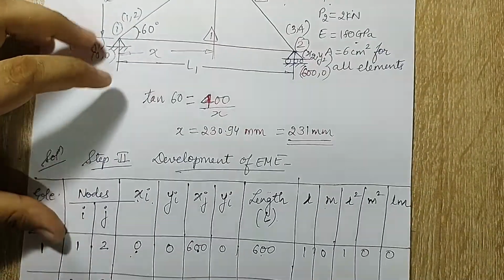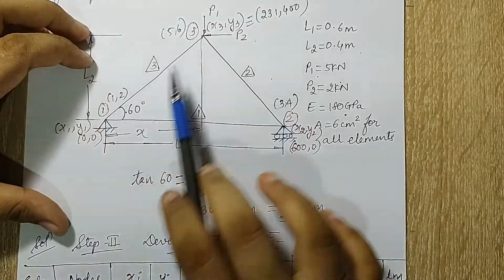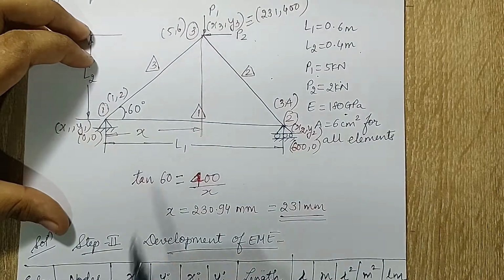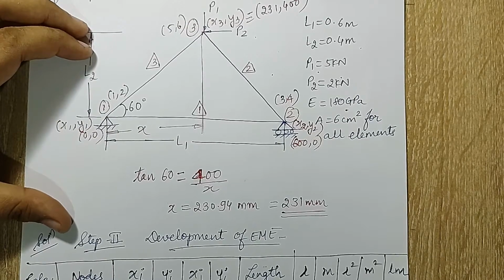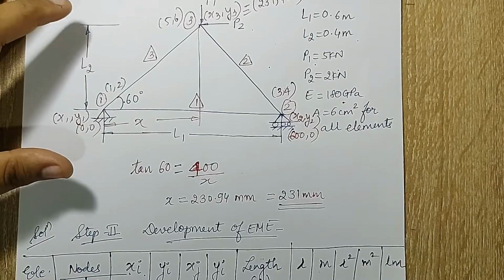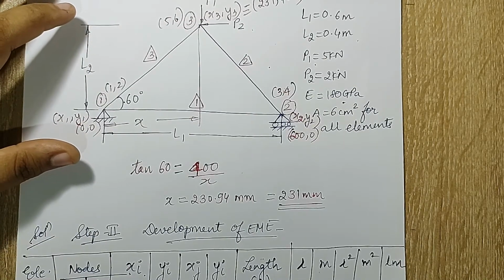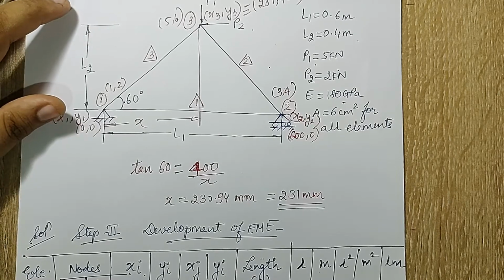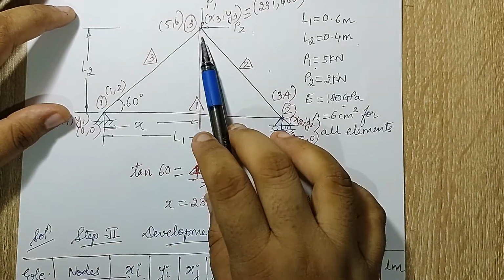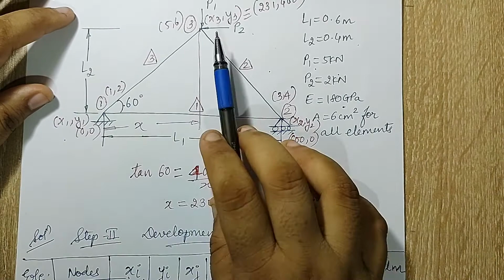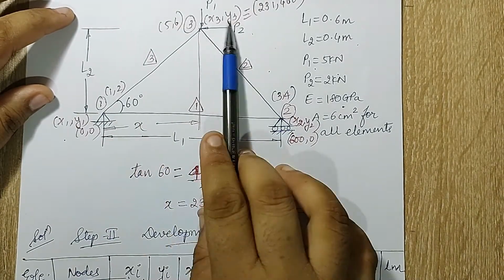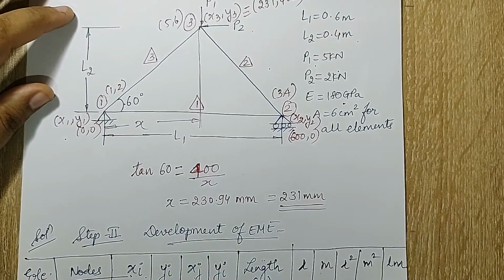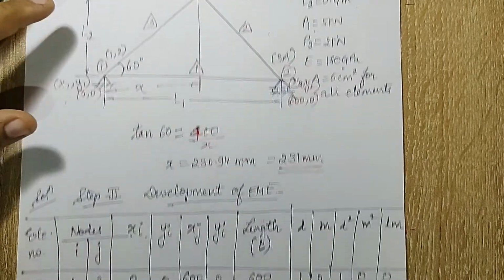Element 3, if you observe, is between node 1 and 3. If you want, you can write 3 and 1, no problem. But see to it that you maintain this consistency till the end. When you are writing the EME, you also write the degree of freedom number. So when you write 1, 3, I'll write 1, 2, 5, 6. If you are taking 3 and 1, then write 5, 6, 1, 2. So accordingly, just go till the end.